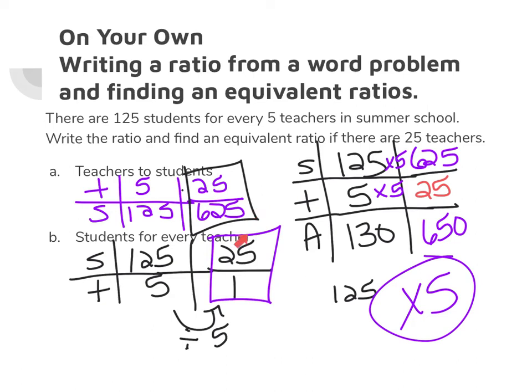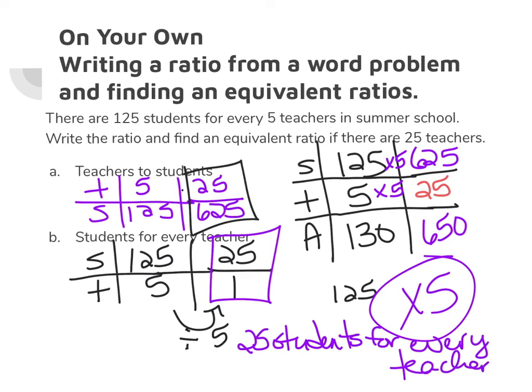So students for every teacher, that's the one we have to do the unit rate. So I went ahead and put students to teacher like I had over here, but now my scale factor here is to divide by 5. So 5 divided by 5 is 1, 125 divided by 5 is 25. So my unit rate, or students for every teacher, is 25 students. So I'm going to write that down. So it's 25 students for every teacher. So this gives you a unit rate. And like I said, we'll be talking about unit rates later on this week.